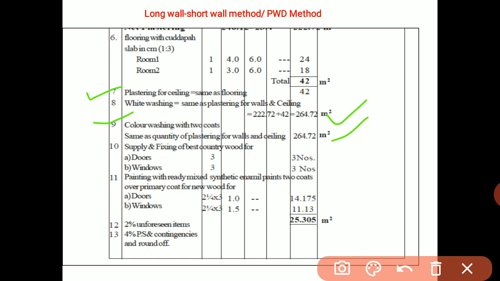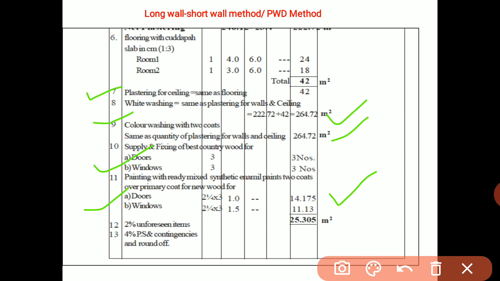Then supply and fixing of best country wood for doors and windows. So doors and windows we provide in numbers. Then the next item of work is painting with ready mix synthetic enamel. So the painting for wooden doors and windows is also measured in square meter.